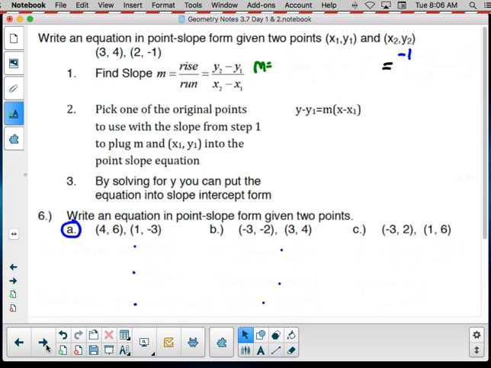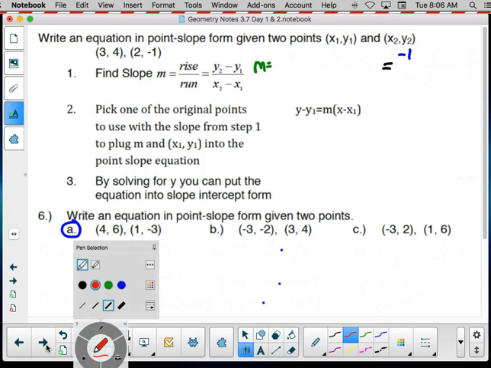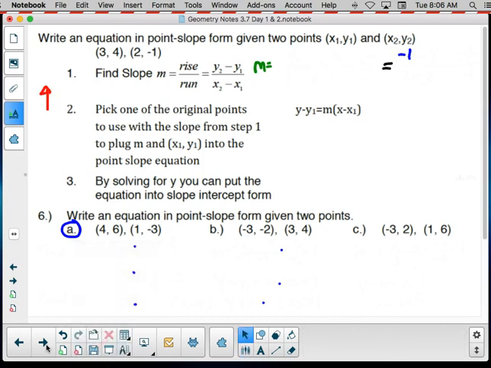Now, the last thing that we've got going here is I'm looking at write an equation in point slope form given 2 points. Now, this is a little bit more extended, but I would always use the point slope form and not the slope intercept form unless I was given a point slope and y-intercept. So here's the deal. I've got these 2 points.